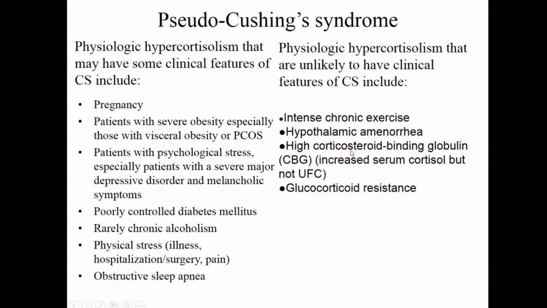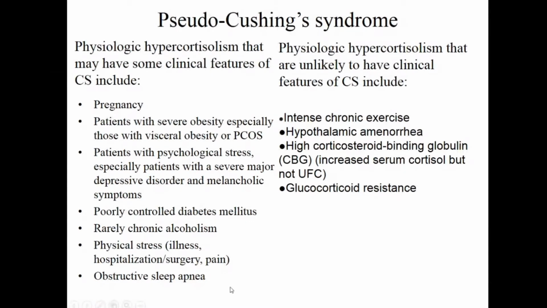suggestive of Cushing syndrome. In patients with hypothalamic amenorrhea, high corticosteroid binding globulin, for any reason, if you have high corticosteroid binding globulin, the cortisol level is increased, but not the urinary free cortisol. Okay, so for this one, you just know the causes: intense exercise, hypothalamic amenorrhea, high corticosteroid binding globulin, glucocorticoid resistant cases. Pseudo-Cushing's, I'm telling you here, is for your knowledge about Pseudo-Cushing's.